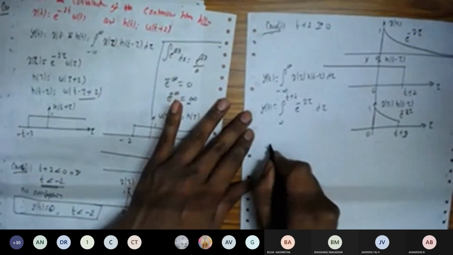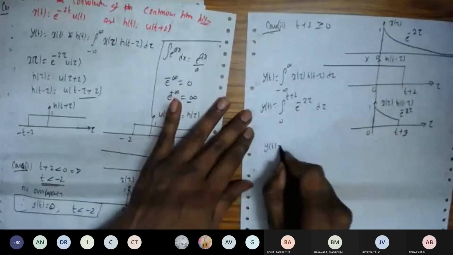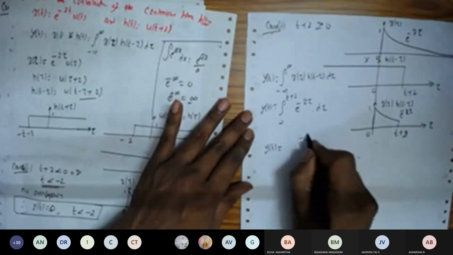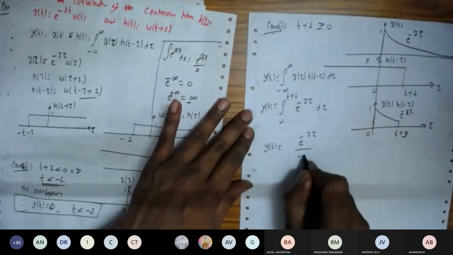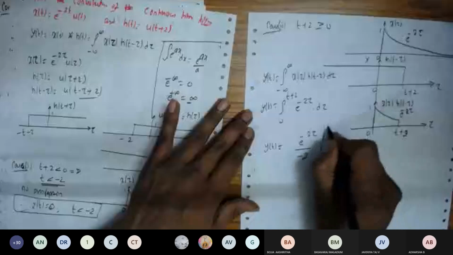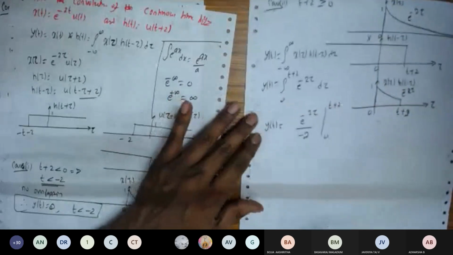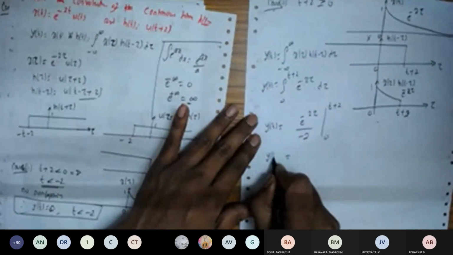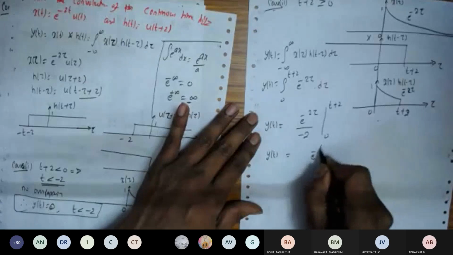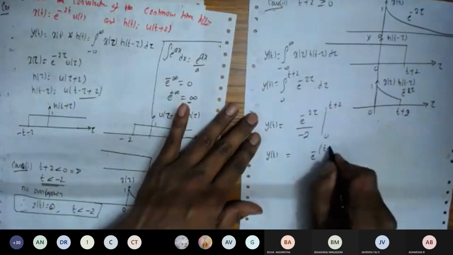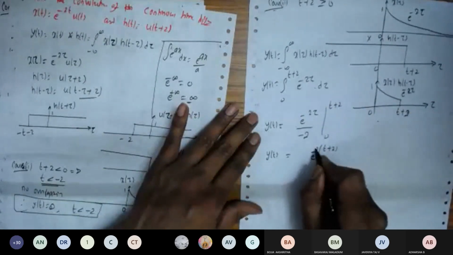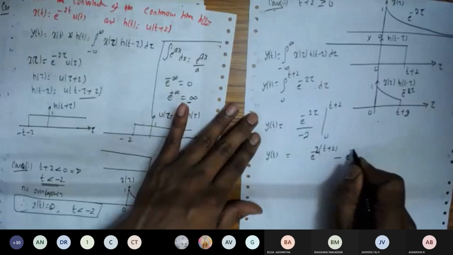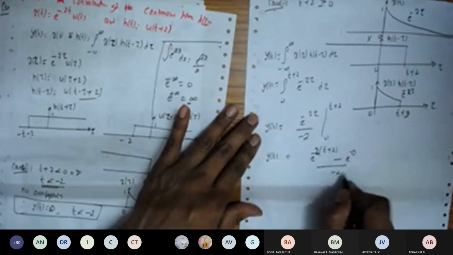You know the integration of e to the power of ax is e to the power of ax divided by a. The limits are from 0 to t plus 2. Substituting the limits, the upper limit gives e to the power of minus 2 into t plus 2, minus e to the power of 0, divided by minus 2.